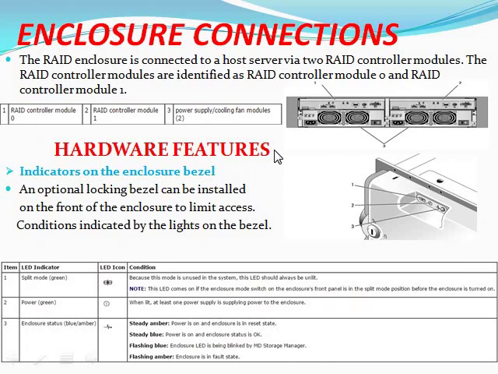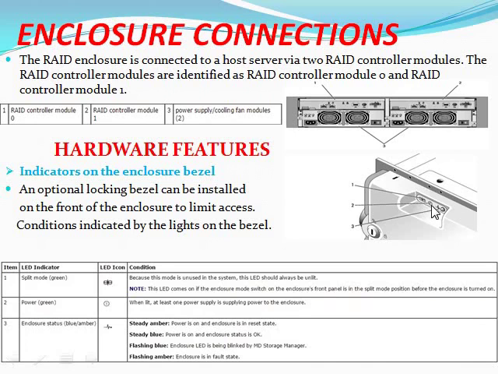Hardware features of the enclosure. An optional locking bezel can be installed on the front of the enclosure to limit access. The enclosure condition is indicated by the lights on the bezel. Here, the first one: if it is green, it means the array is configured in split mode configuration. If it is turned off, that means it is in unified mode configuration.